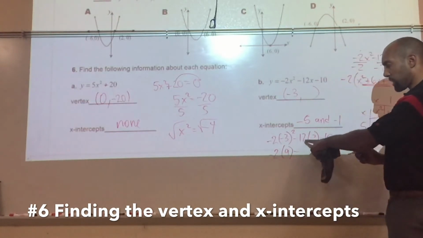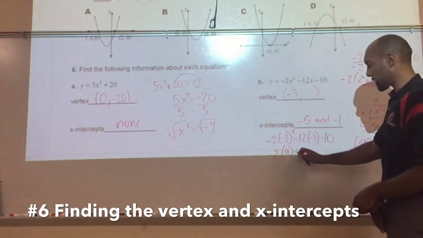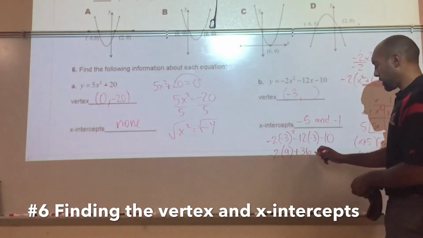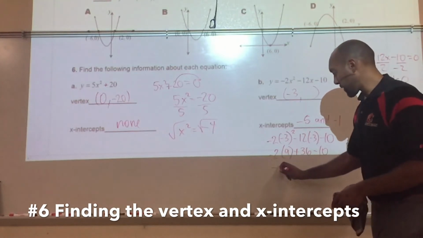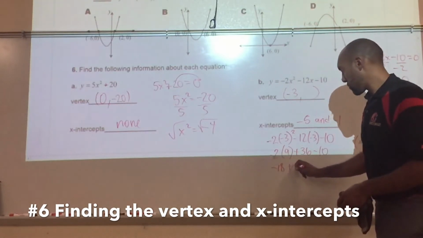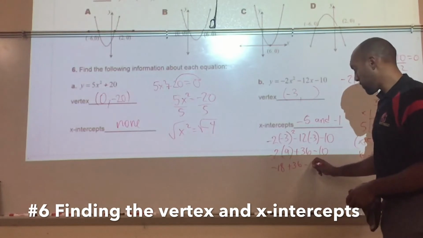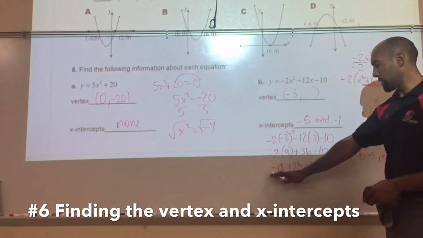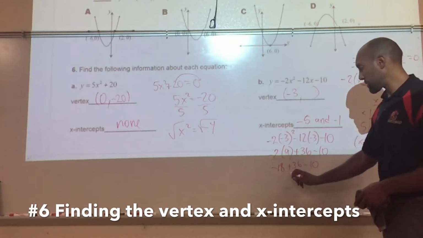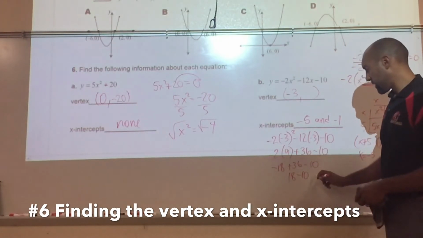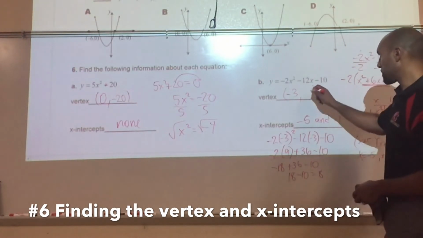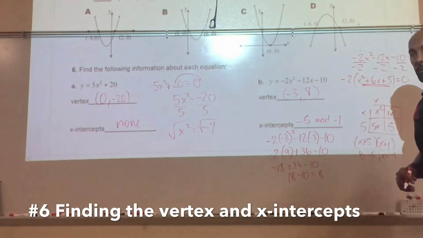Then I can multiply here. Negative 12 times negative 3, well that's positive, so 36. Then minus 10. Negative 2 times 9 is negative 18, plus 36, minus 10. Now negative 18 plus 36 is positive 18. Then minus 10, that's 8. So there's our y coordinate for the vertex.